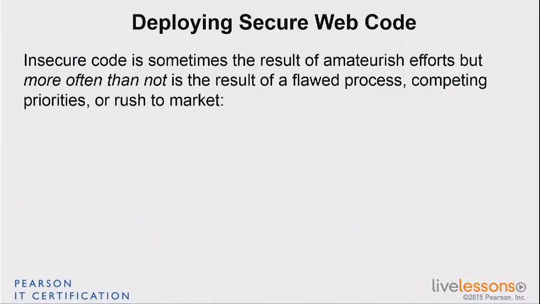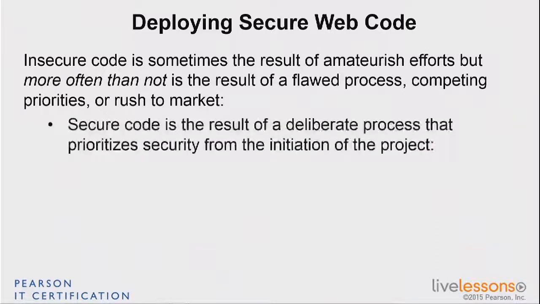Now, insecure code is sometimes the result of an amateurish effort, but more often than not, it's the result of a flawed process, competing priorities, or a rush to market. Secure code is the result of a deliberate process that prioritizes security right from the initiation of the project and continually tests and validates all the way through the development cycle. In Lesson 8, we're going to be looking very specifically at the development process for secure code.